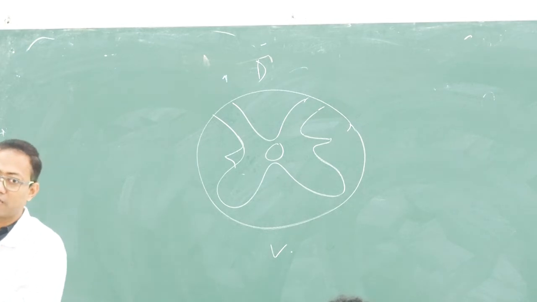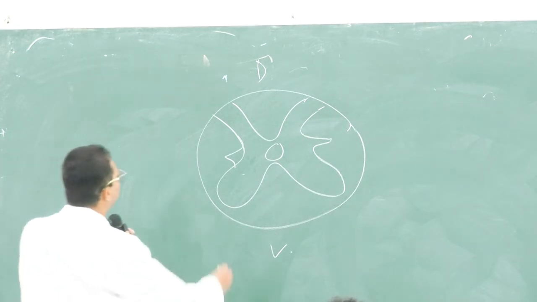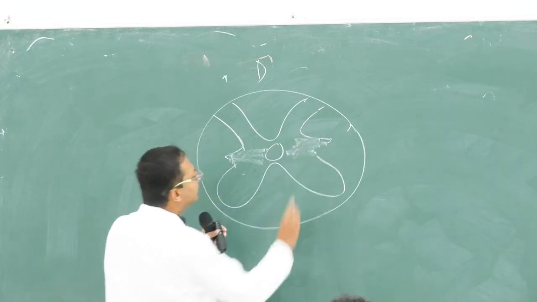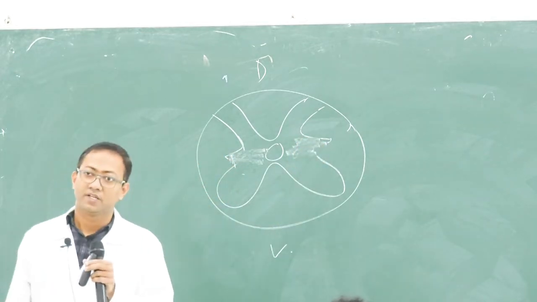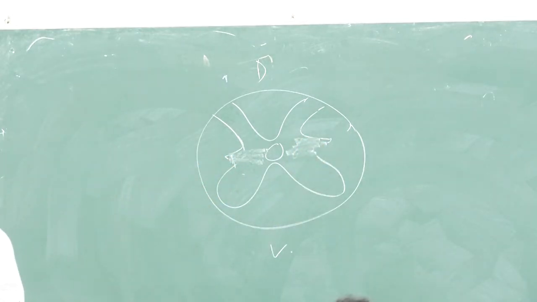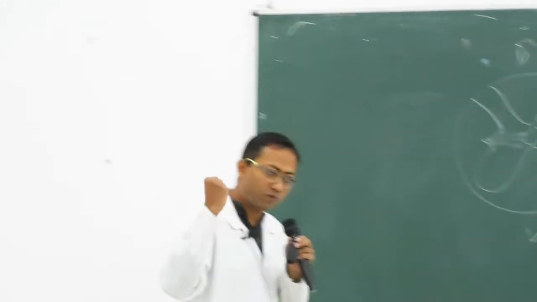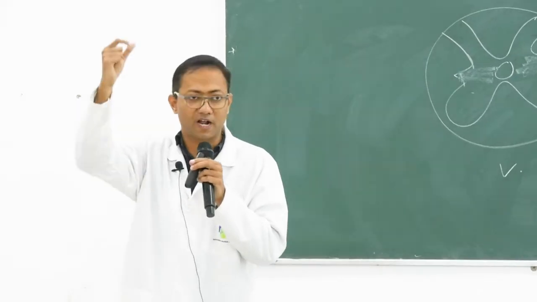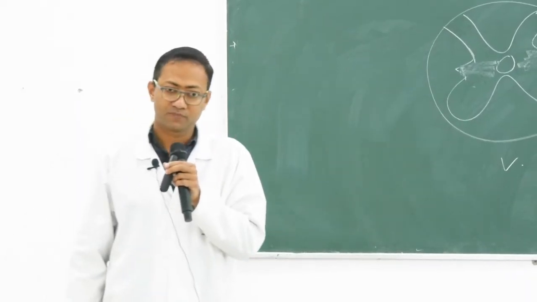In the dorsal root we have the sensory fibers, and in the mid portion we have the autonomic fibers, right? So this is the gray matter. Now in the white matter we have different. That white matter is the collection of nerve fibers or the axons, right?